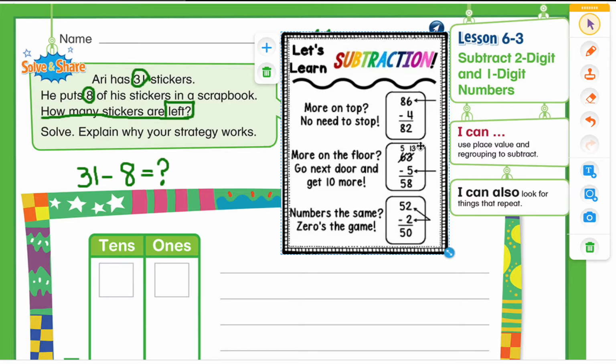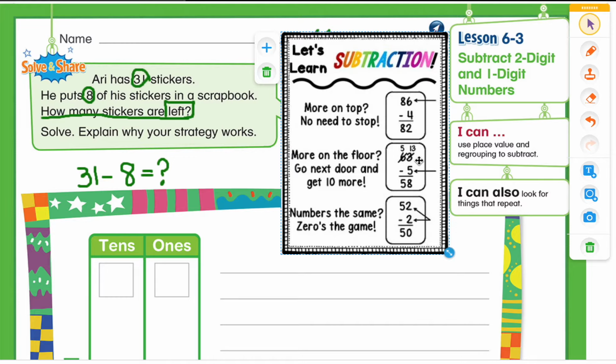What do you do? You go next door and get 10 more. So you're going to go to your neighbor and get 10 from there, because the next place value is the tens place value. Before that it had 6 tens, now it ends up having 5 tens. And this number, since you got 10 from your neighbor, before it was 3, after getting 10 it became 13. Now you're going to subtract 5 out of 13, because you couldn't do it when it was 3 only. But this is the second situation.